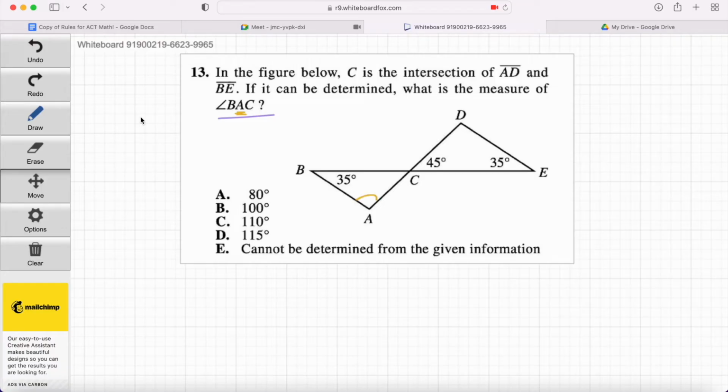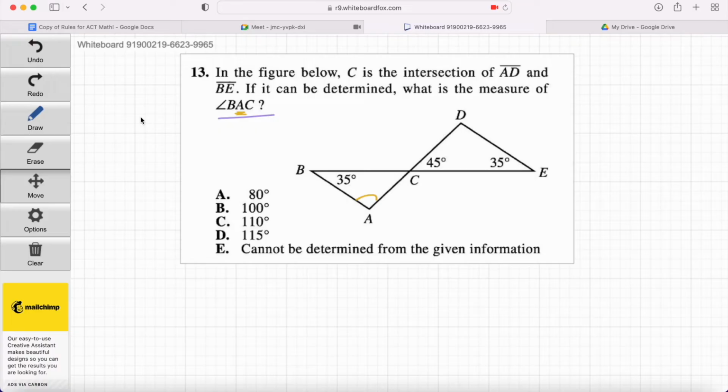I want to make this really clear that geometry questions on the ACT are drawn to scale. On the SAT, sometimes you see some figures that are not drawn to scale, but they always tell you if it's not. But on the ACT, every single question I've ever seen is drawn to scale. So we can kind of trust the way that it looks. Does that make some sense? Okay.